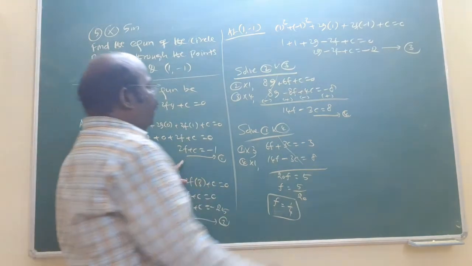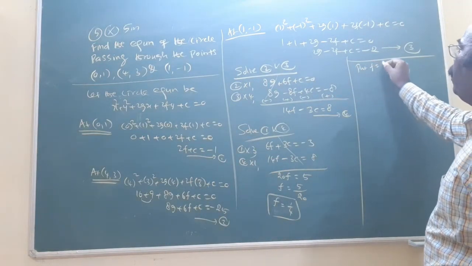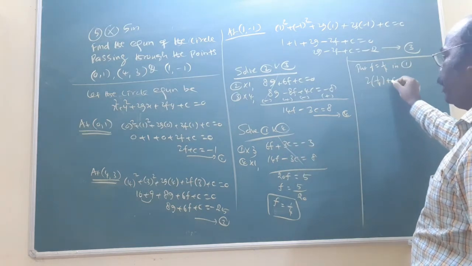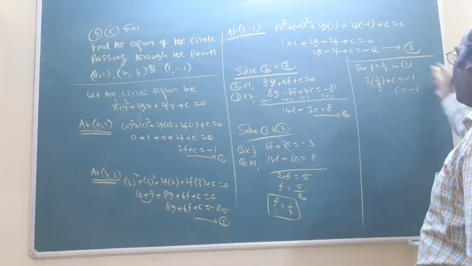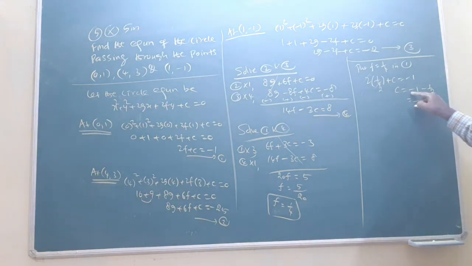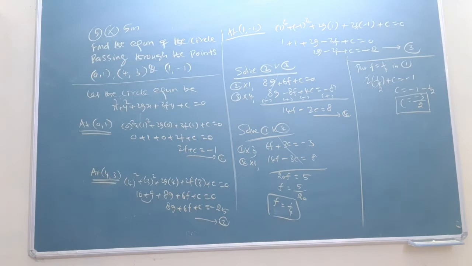Put f equal to 1 by 4 in the first equation: 2 into 1 by 4 plus c equal to minus 1. Therefore c equal to minus 1 minus 1 by 2. Where 2 is the LCM, no? Minus 2 minus 1 is minus 3 by 2. That is c. Put c equal to minus 3 by 2, f equal to 1 by 4 in which equation? Is it the second equation or the third equation? Then only we get the value for g.